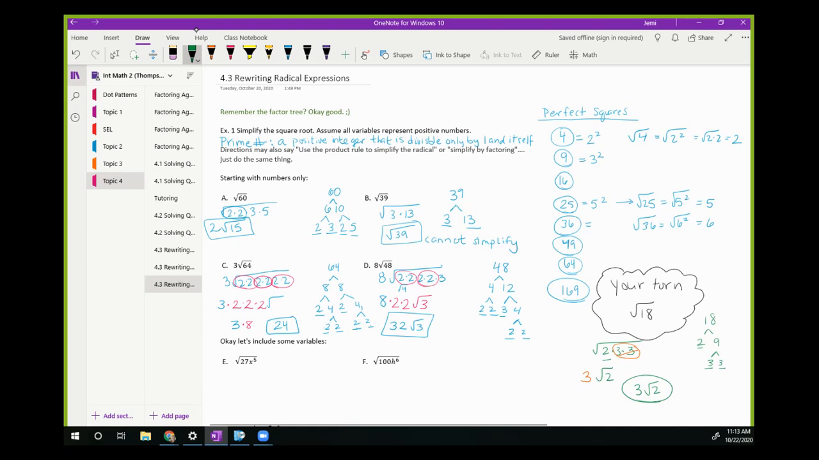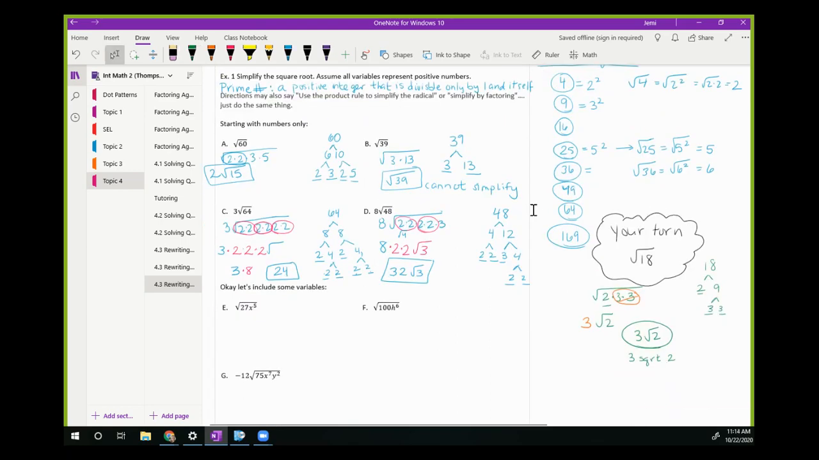And if I were to type that in like a keyboard, I would just do 3 square root 2. Because my normal English keyboard doesn't have a square root key.